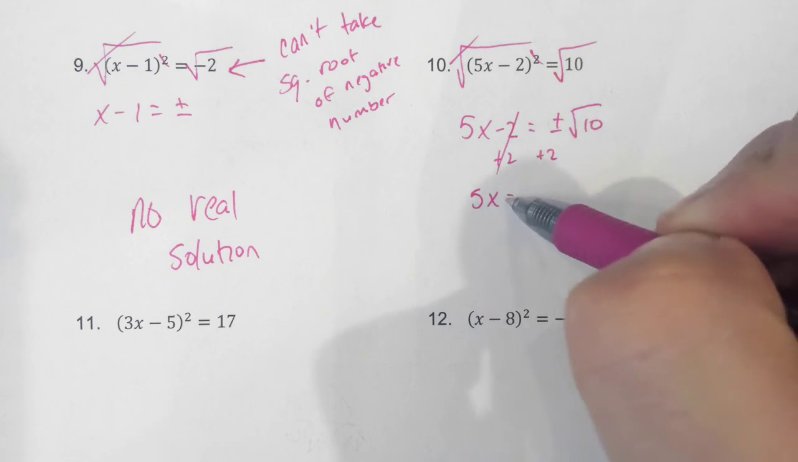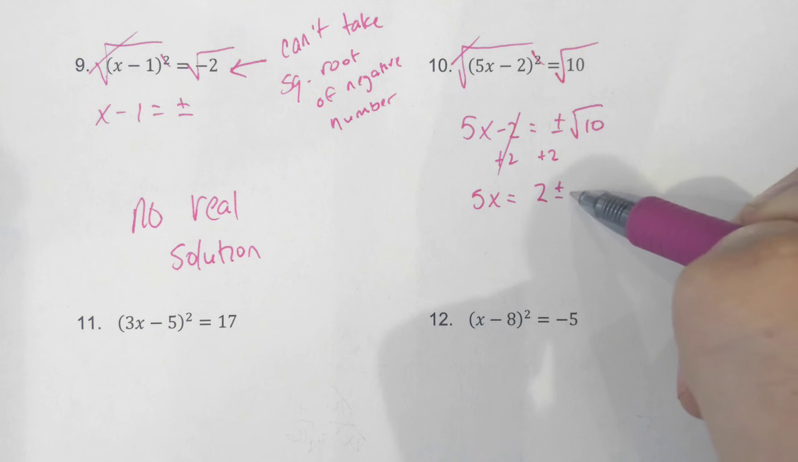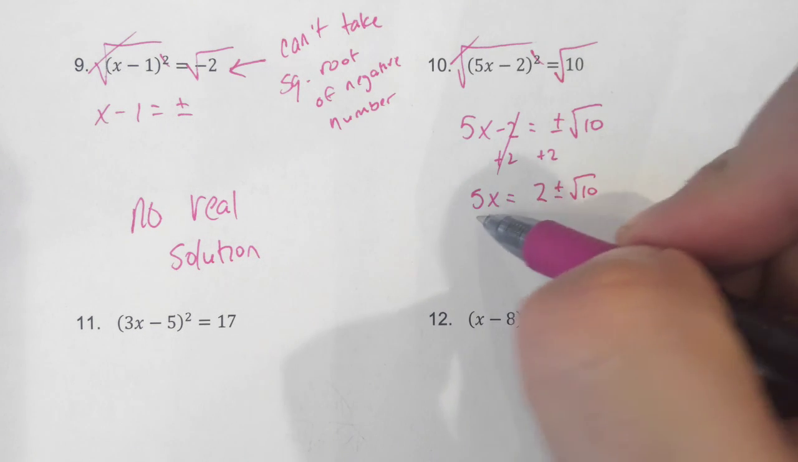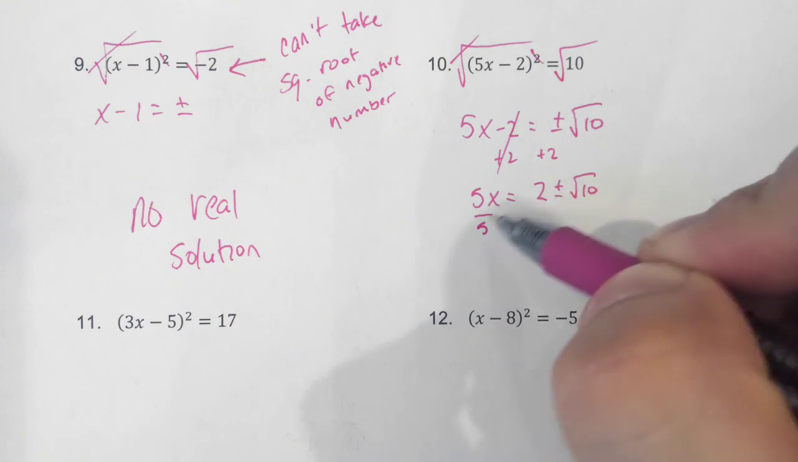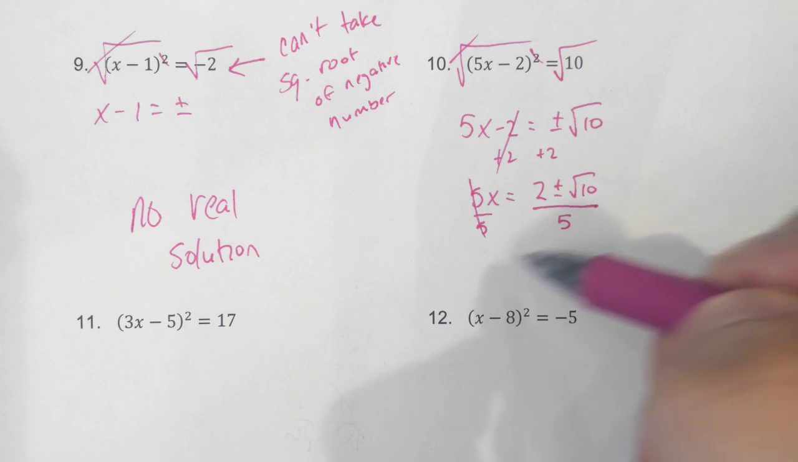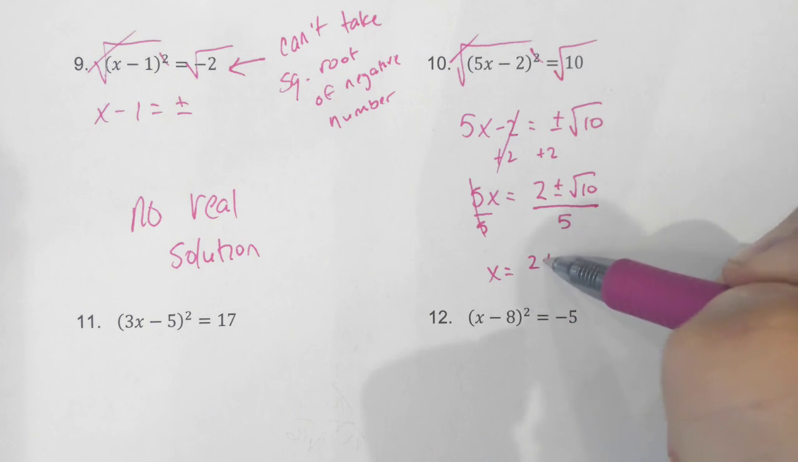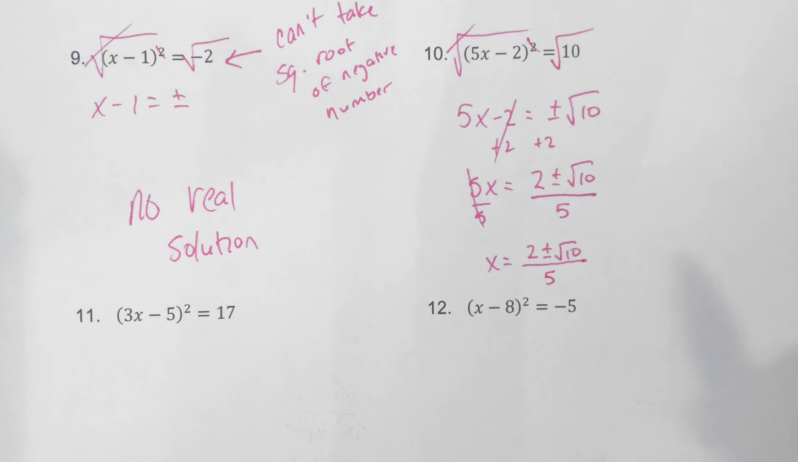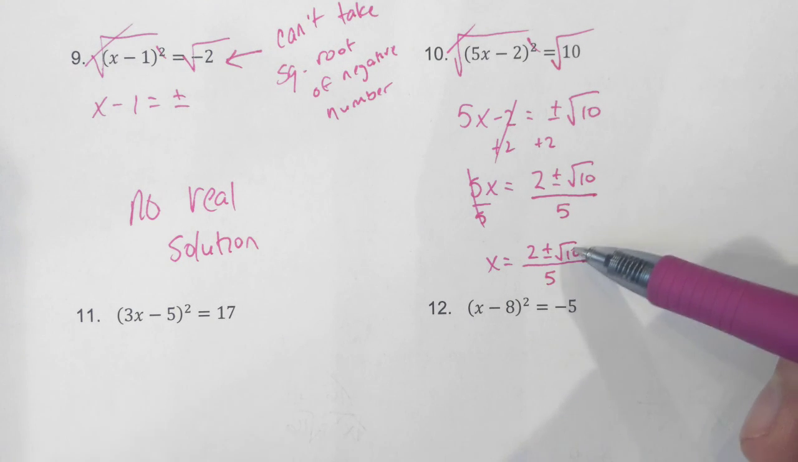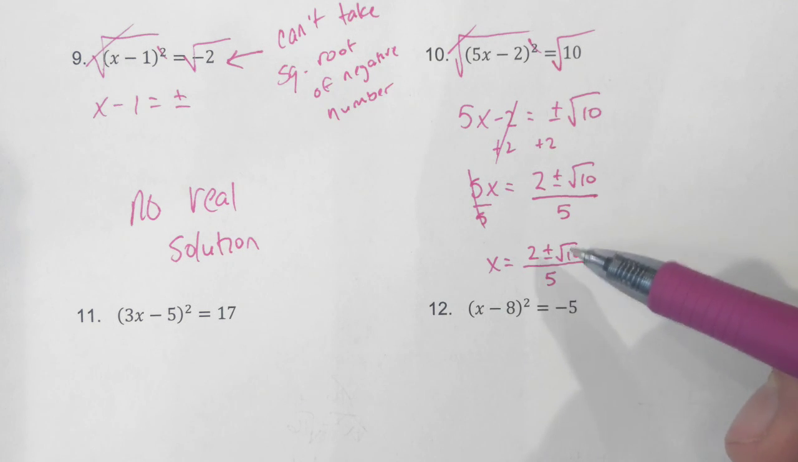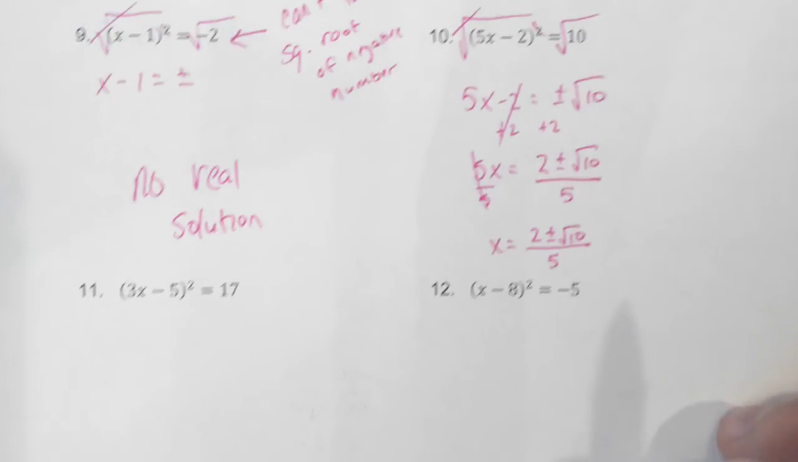So 5x would equal 2 plus or minus the square root of 10. And then what do we do to get x by itself? We divide by 5. And if we divide, we have to divide everything by 5 over on that side. So there's our solution. X equals 2 plus or minus the square root of 10 all over 5. And we can't reduce the 5 and the 10 because not everything's divisible by 5, and really you can't divide a square root by normal numbers anyway.